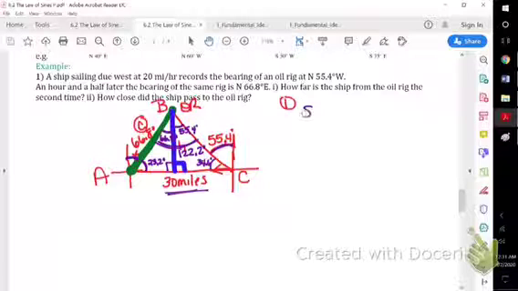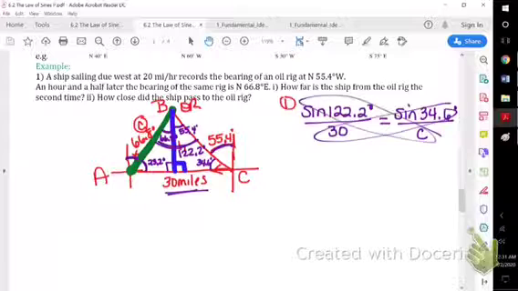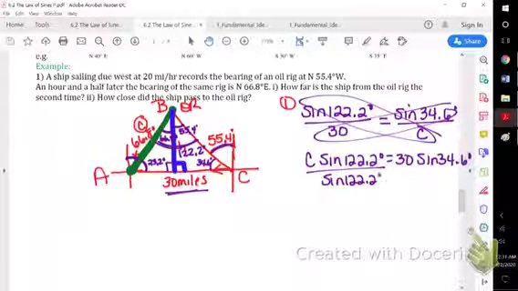So I'm going to use that to help me find side C. So I know sine of 122.2 degrees over the side opposite of it, which is 30, will equal, now I want side C that I labeled side C. What angle's across from it? Angle C, which is 34.6 degrees. So we have sine of 34.6 degrees. We're going to cross multiply and divide here. So C times sine of 122.2 degrees equals 30 times sine of 34.6 degrees. Divide by that sine of 122.2 degrees.